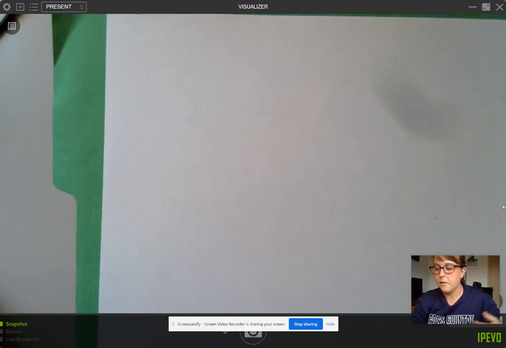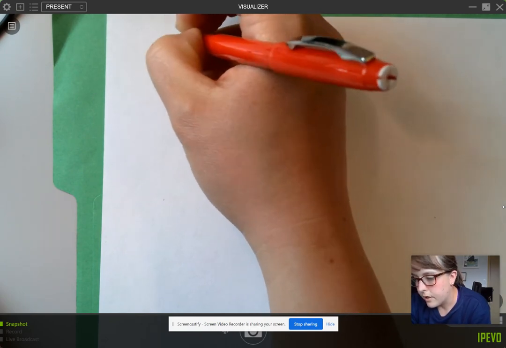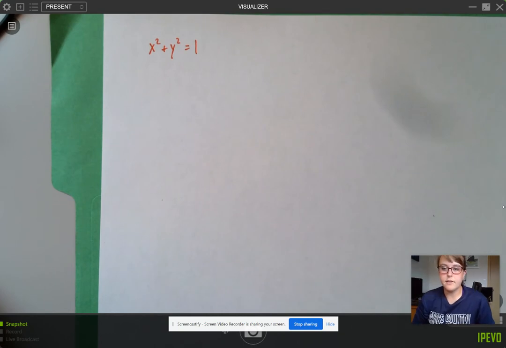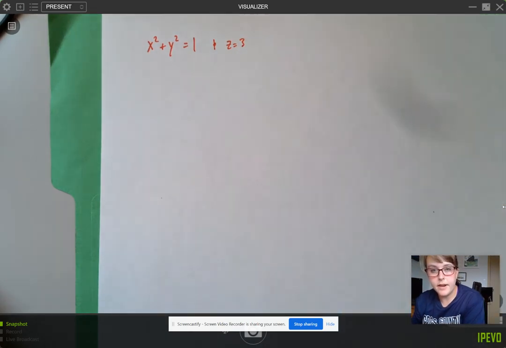What if we had something like x squared plus y squared equals 1? That used to be a circle, right? And if we specify what z is, like if I say, and also z equals 3, then it is a circle.